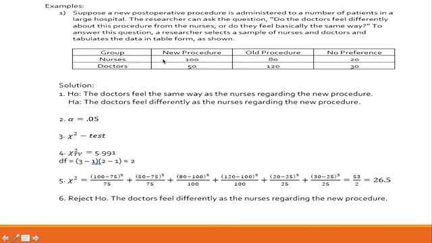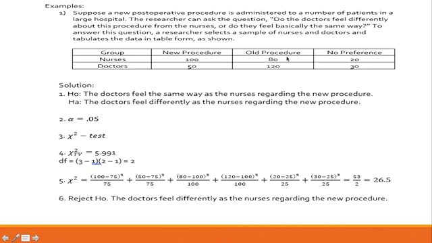Of course, in the test of hypothesis, we are going to look for the given hypothesis, and the given hypothesis will come from the question here. So our null hypothesis says the doctors feel the same way as the nurses regarding the new procedure, or you may also restate that as there is no significant relationship between the opinions of both the doctors and the nurses.